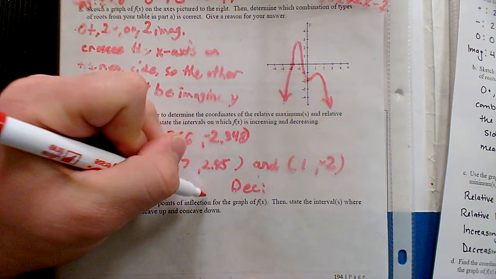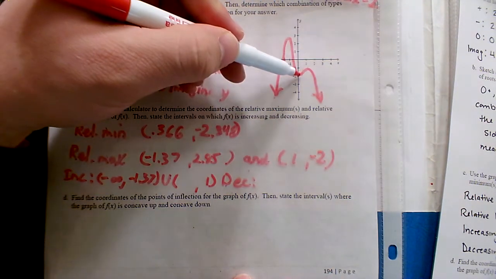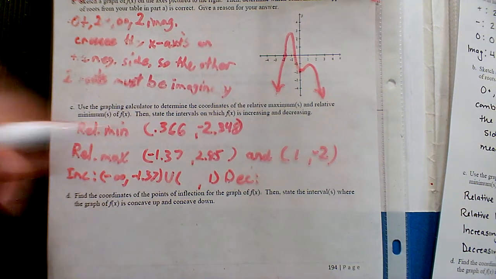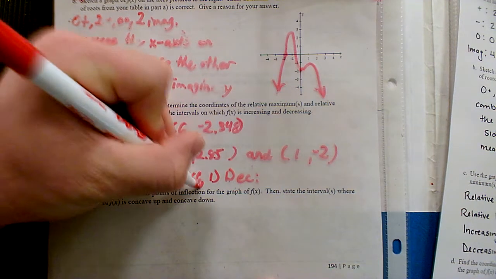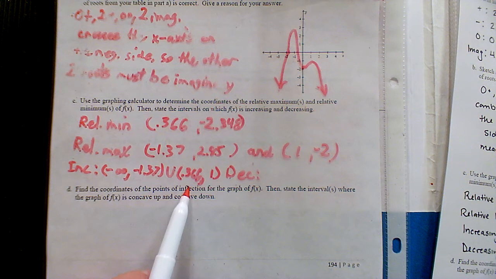You're really close. It's going to end at 1 from our relative max here, but where does our relative min begin at? 0.366. Yes, 0.366. So these are our intervals for increasing. That second one is 0.366, comma 1.